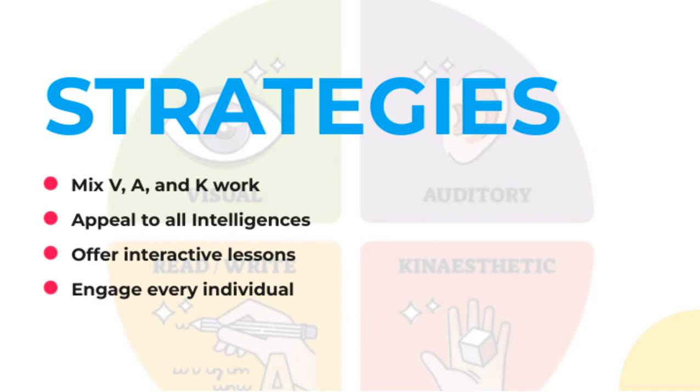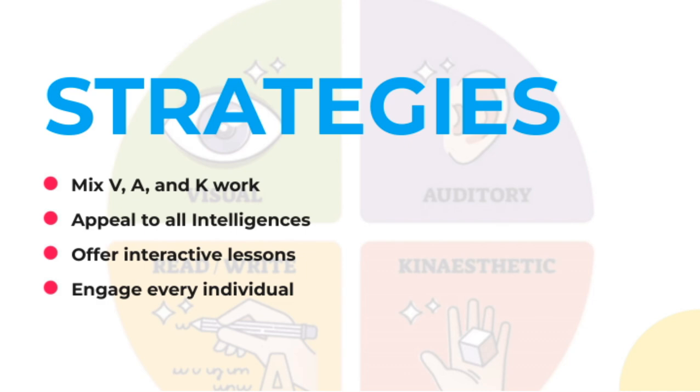Mixing visual, auditory, and kinesthetic work, what we call V, A, and K, keeps the lesson dynamic and caters to different learning preferences. This approach not only makes lessons more engaging, but also helps reach students on multiple levels. Remember, the goal is to create an environment where each student feels motivated and supported. These strategies are essential in fostering a more inclusive and effective learning experience, aligning perfectly with our overall aim of personalized, engaging education.